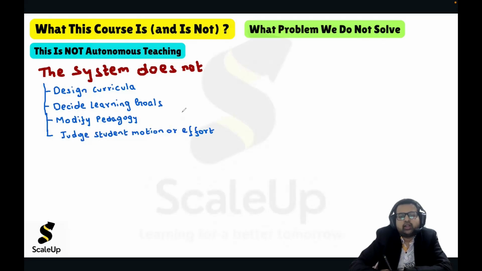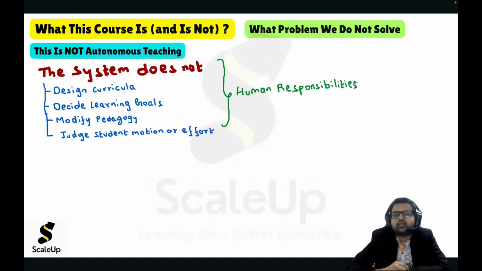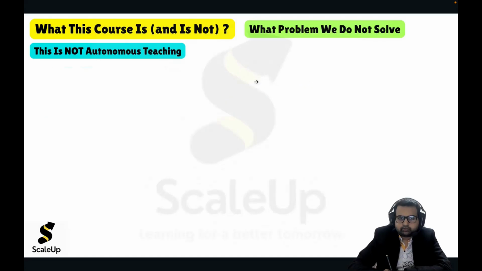So now the scope is very clear: whatever AI grading system we will be making, it will not be involved at all in designing curriculum, deciding the learning goals, or judging students. These all will still remain human responsibilities. So human responsibilities are taken care of by humans.